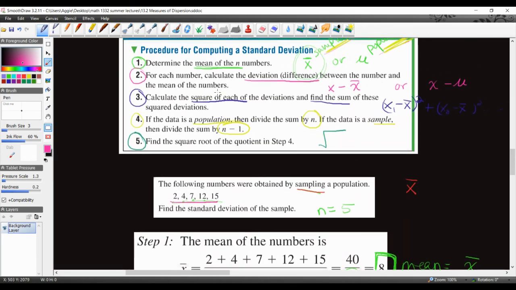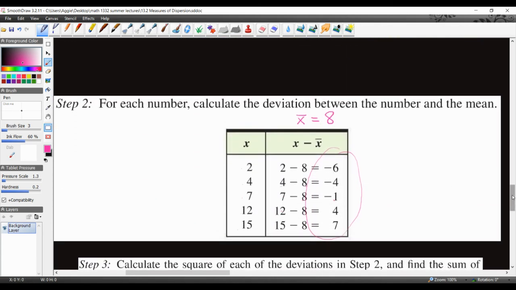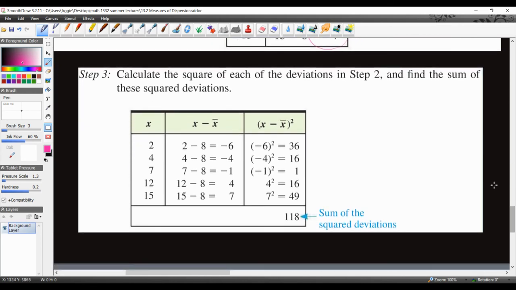Step number 3 is to do the square of each and find the sum. So I'm going to have to square these numbers now. I guess I can't really get it all on the screen, but here's step 3. These are the numbers that I found in step 2. Step 3 is to square them.